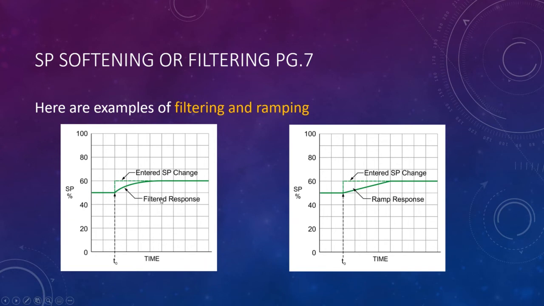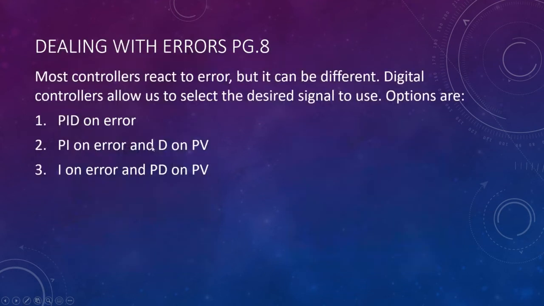Okay, there's also other ways besides these electronic settings that we can do to modify this signal so it doesn't act all crazy on us. Most controllers will react to error. That's what we've been taught theoretically. We've understood that if the process variable and the set point don't match, we have an error and we're going to apply a PID to it and hopefully get it back under control. But it is a little bit more complicated than that.